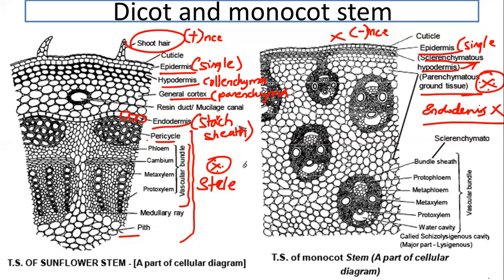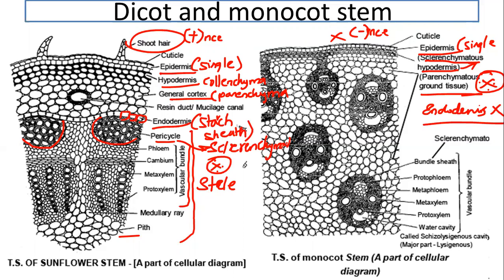Okay, and they will be present as semilunar patches. You can see this is a semilunar patch. Semilunar means half moon. So it will be present in semilunar patches, and they are all sclerenchymatous, and they are a single layer, right?